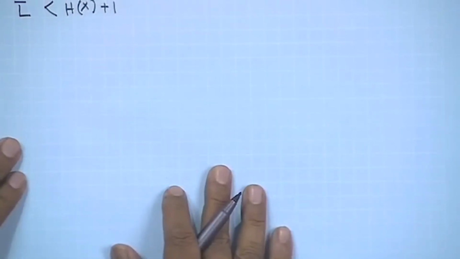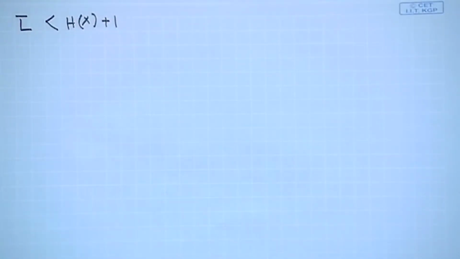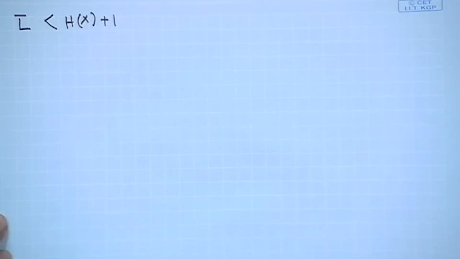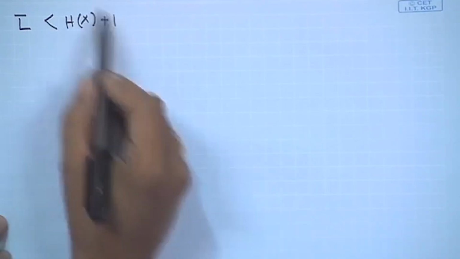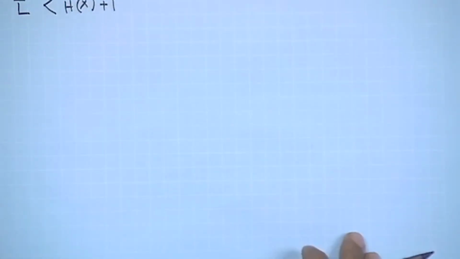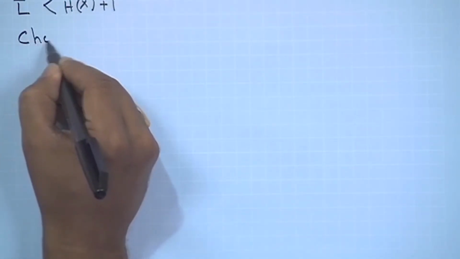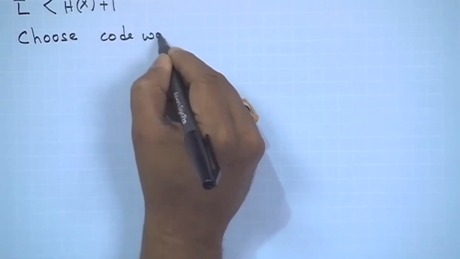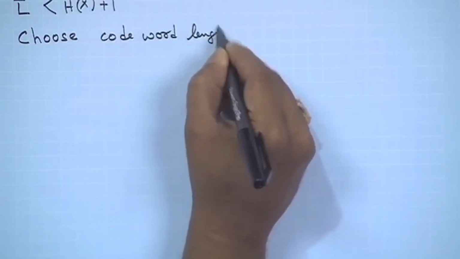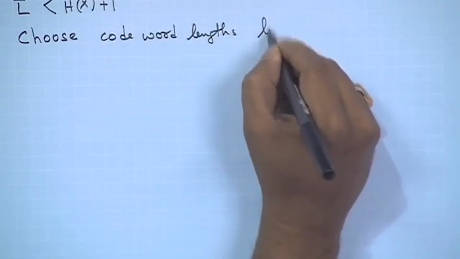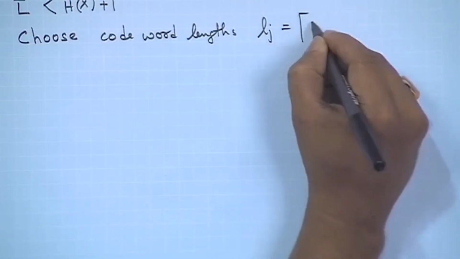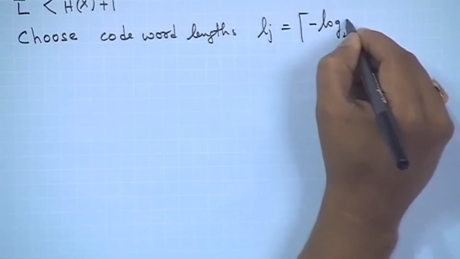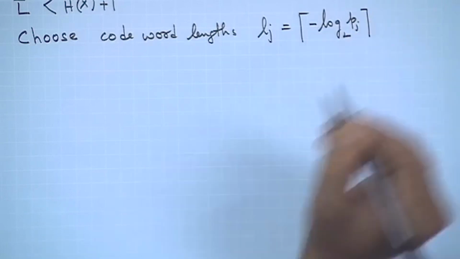So, if we can show that prefix free codes exist for this particular setup, then we can of course say that since L bar min is less than or equal to L bar, we can find prefix free codes which satisfy this particular condition. To do so, we start off by choosing the code word length L j, which is equal to the ceiling of minus log base 2 of p j.